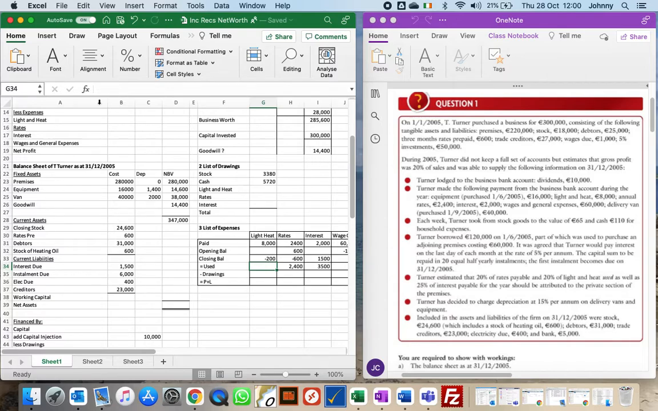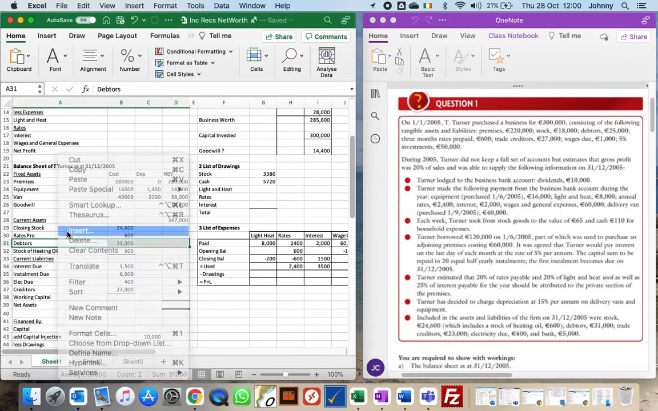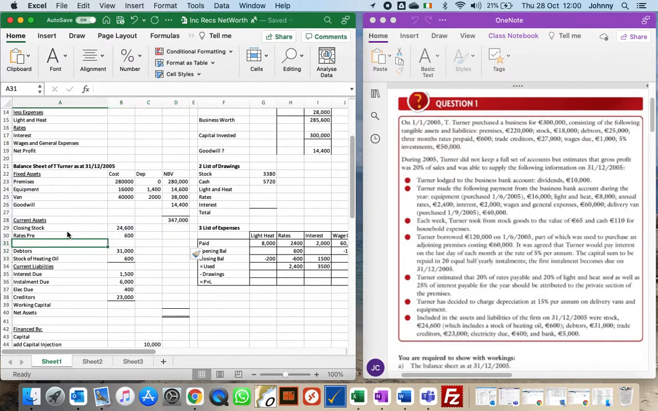And bank is 5,000. It doesn't say bank overdraft, so I'm assuming that it's an asset. So I'm going to put this in here as a current asset. I'm just going to squeeze this in. And bank. Okay, so I've dealt with that.